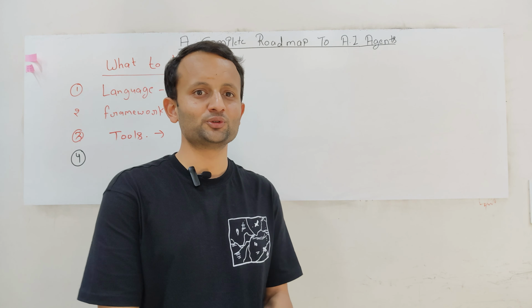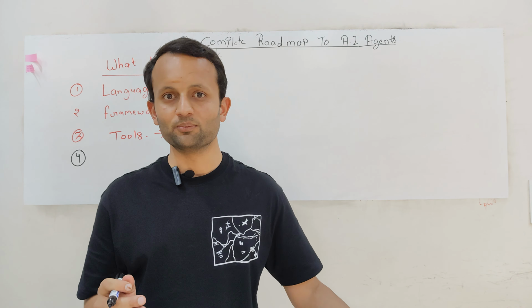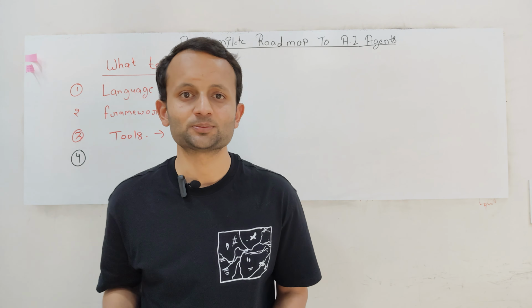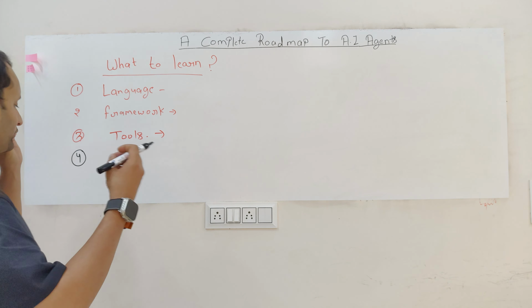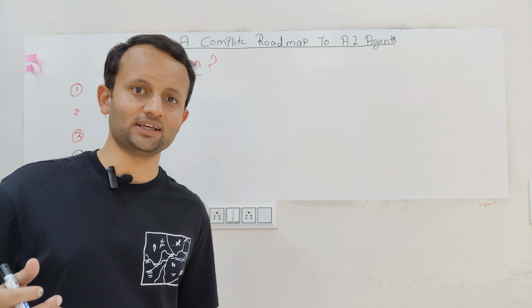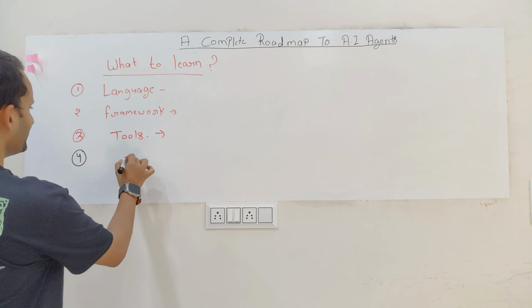Okay, so now come to the fourth point, that is the most important thing while building an AI agent. And the fourth one is the miscellaneous part. So in the miscellaneous part, there are a few things that you need to learn while starting your journey for building AI agents. The first one is APIs.